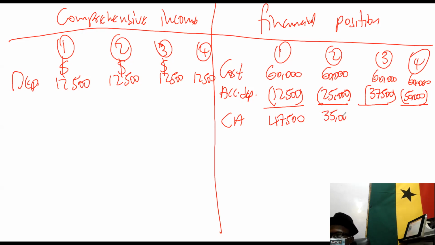35. Now 60 minus 37,500, that should give us 22,500. The last one is 10,000, right? Please, the 10,000, it represents the scrap value. The last year, 10,000 is the scrap value.